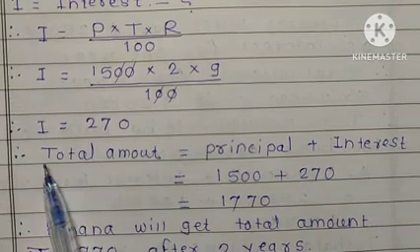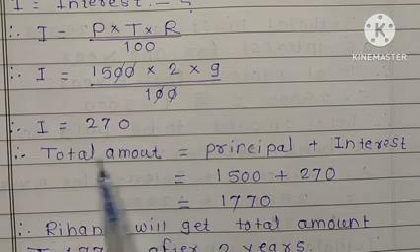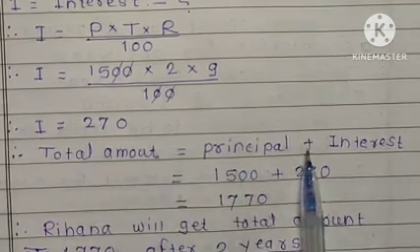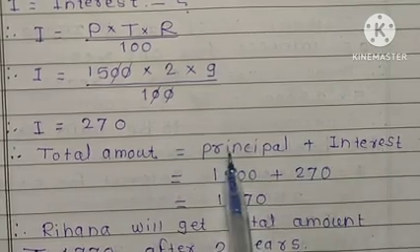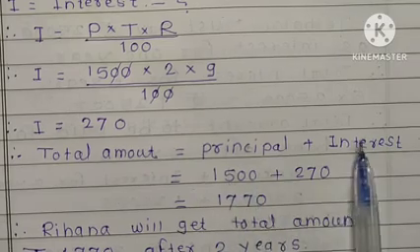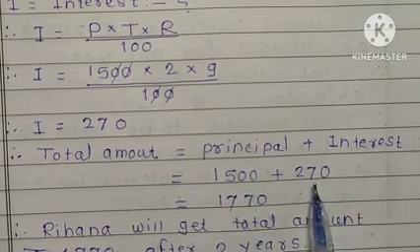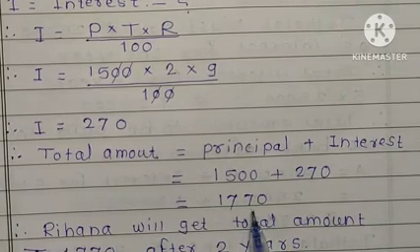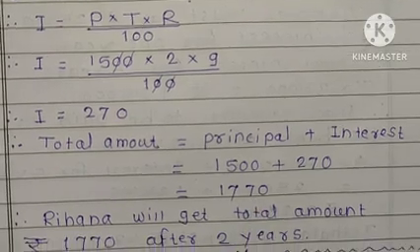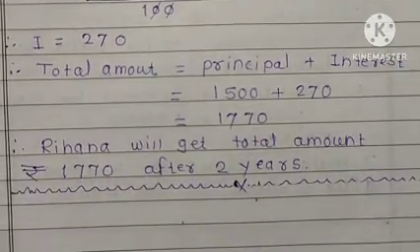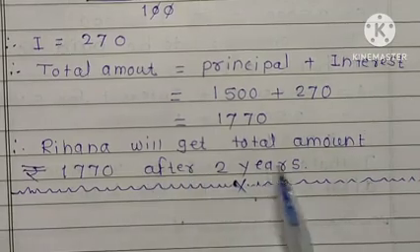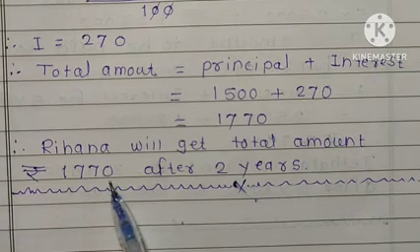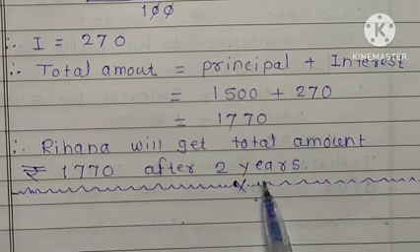Now we have to calculate total amount. Total amount is given by principal plus interest. Principal 1500, interest 270. Addition will be 1770. That means Rehanna will get total amount rupees 1770 after 2 years. Okay.